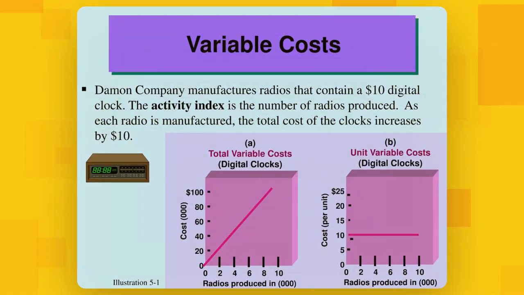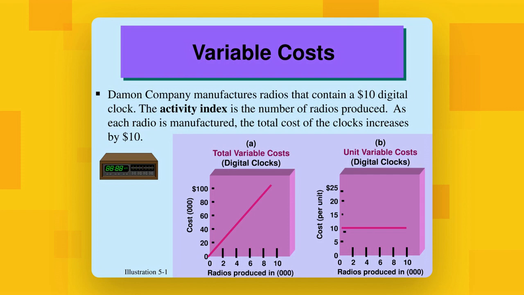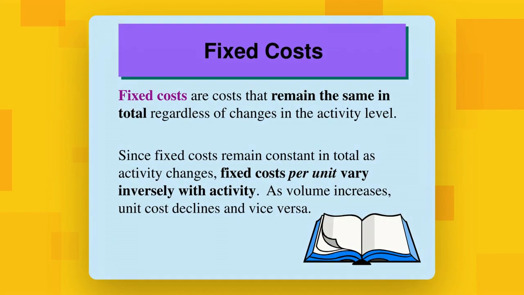Alright. So when you graph this one, if you notice, if Damon Corporation manufactures radios and contains $10 of digital clock, the activity index is the number of radios. For example, please take note of your total variable cost, di ba? Ano nangyari? The cost will increase and radios produced will also increase, while the variable cost per unit will remain the same. Alright. Next one.